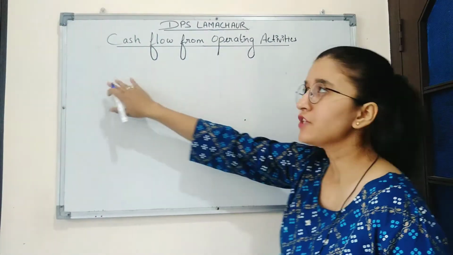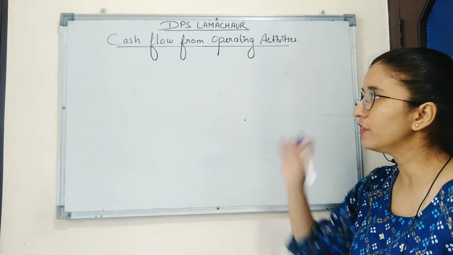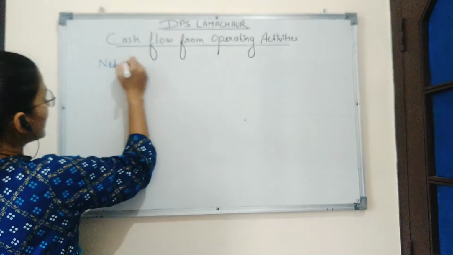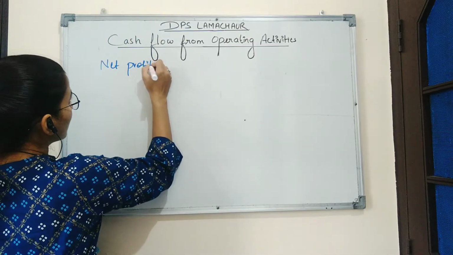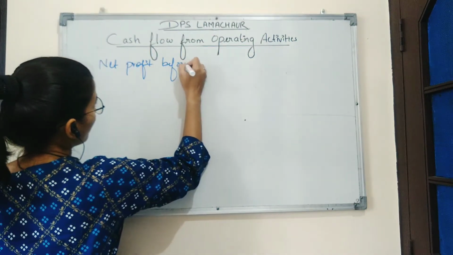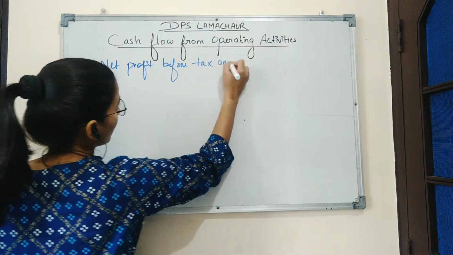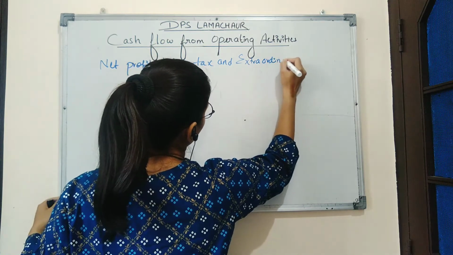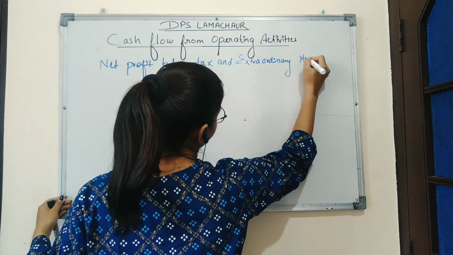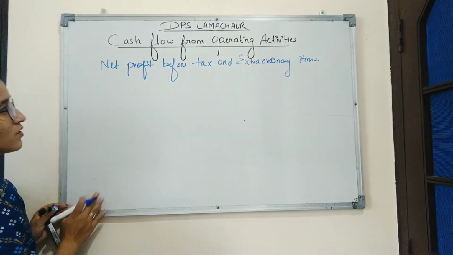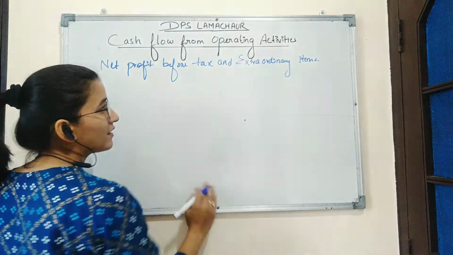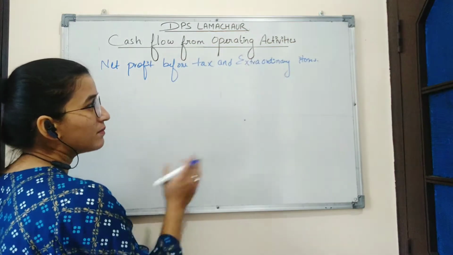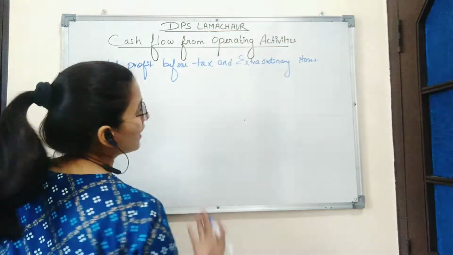So to find out the cash flow from operating activities, the first thing to be calculated is net profit before tax and extraordinary items. To find out the net profit before tax and extraordinary items, we will take the difference of the profit of the company between the previous year and current year.